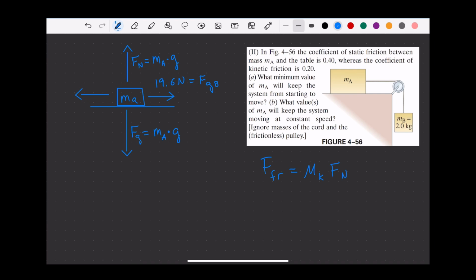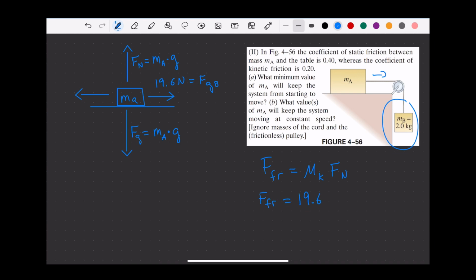All right, so we know that if we are traveling at a constant speed, then there is no net force. So this force due to friction, again, is going to have to be equal to 19.6. And the reason I say that is because it has to exactly counteract the force that MB is applying in this direction. Again, acceleration and velocity are not the same thing. Constant speed means zero acceleration. So that means zero net force. So our friction force has to exactly counteract the 19.6 newtons that mass B is applying to mass A in the right direction.